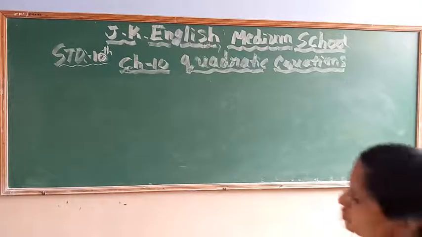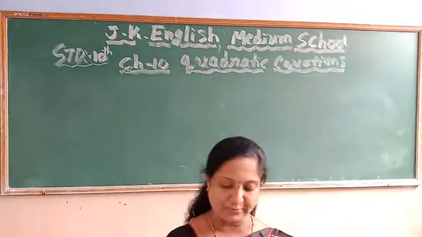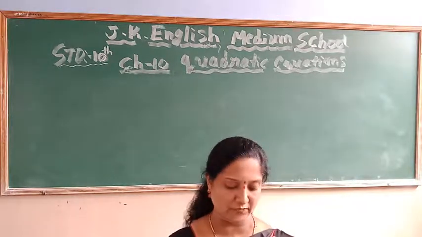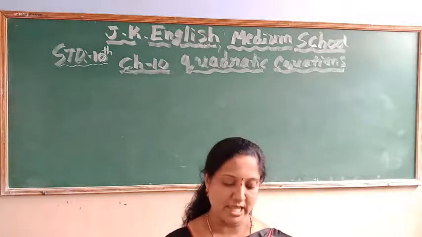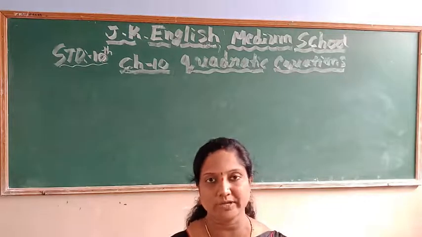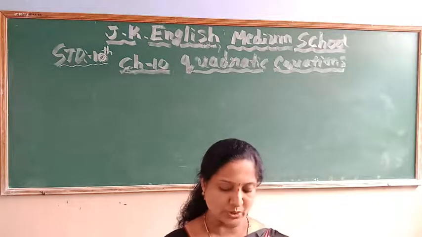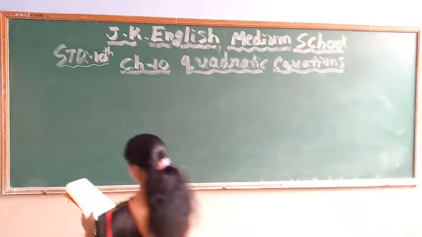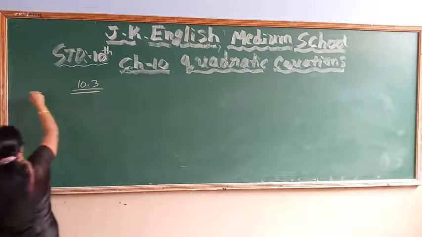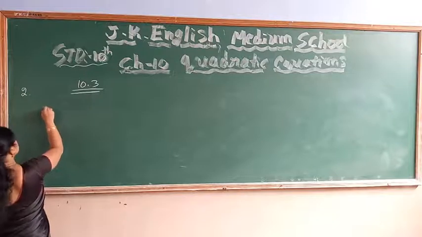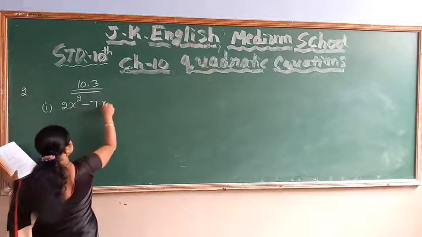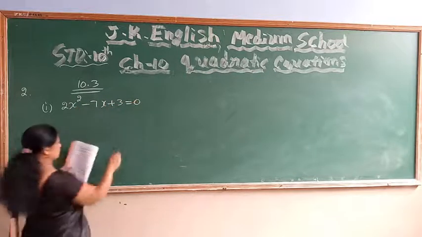Done? So by using the quadratic formula, Exercise 10.3, second main. Find the roots of the quadratic equations given in question number 1 above by applying the quadratic formula. The same first main questions we have to solve by using the quadratic formula, children. So now I am going to solve the first main questions only by using the quadratic formula. Second main, first one, that is 2x square minus 7x plus 3 is equal to 0.